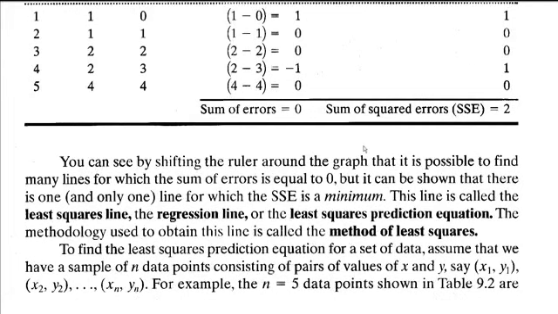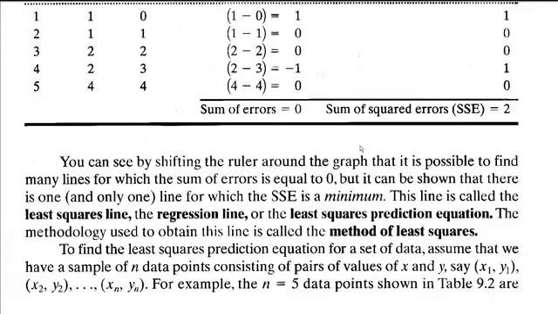You can see that by shifting the ruler around on the graph, it is possible to find many lines for which the sum of errors is equal to 0. In this case, our sum of errors was equal to 0. Notice that the 1 and the -1 up above canceled to give us 0. And this is going to happen with many lines, not just the line that we happen to choose.